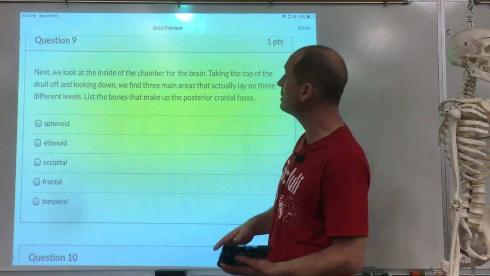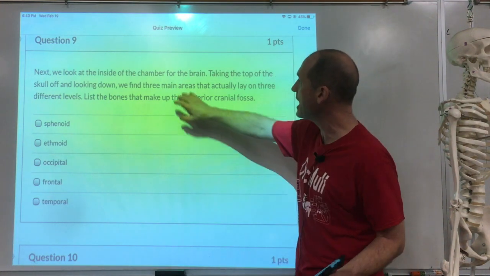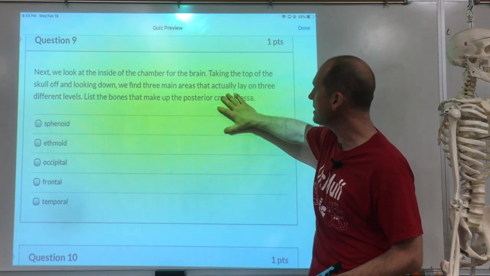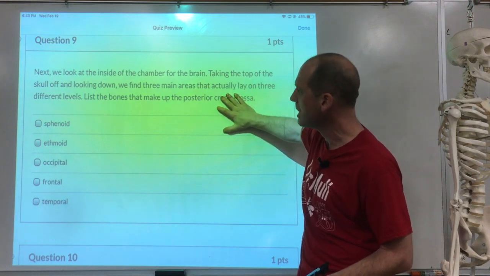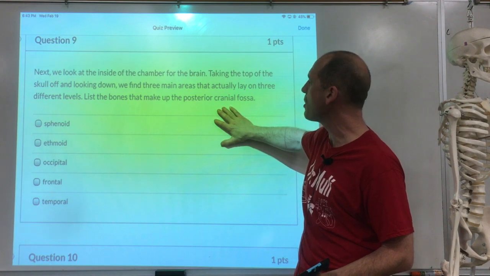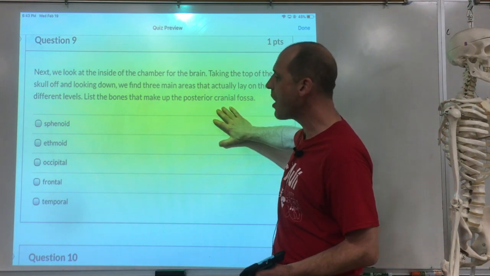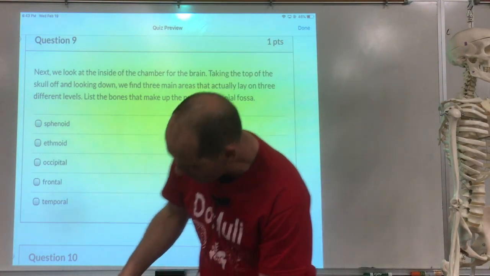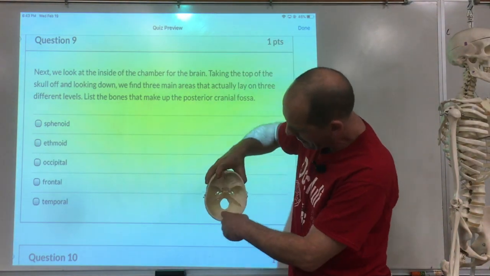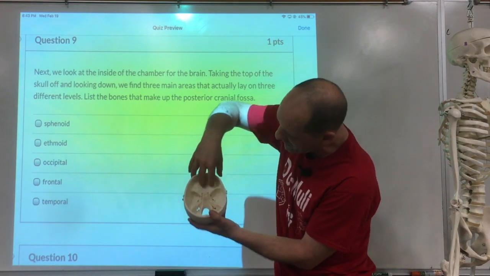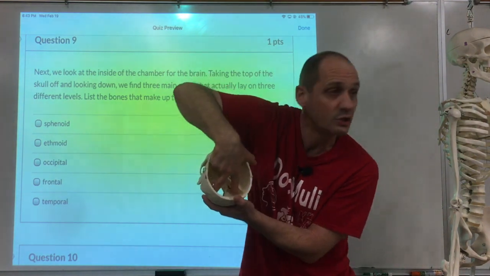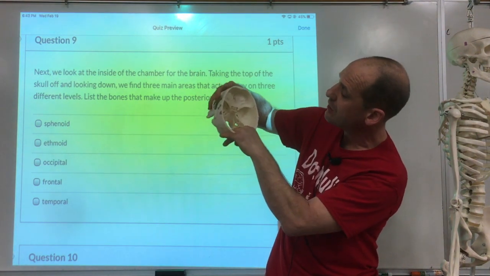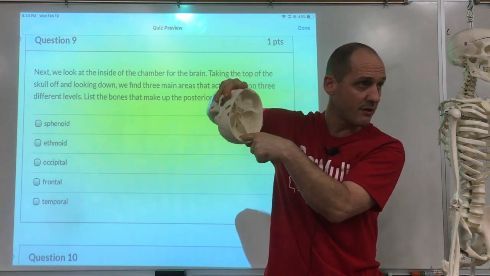I have sometimes. Next we look at the inside of the chamber of the brain, taking the top of the skull off. Looking down, we find main areas actually lay on 3 different levels. List the bones that make up the posterior cranial fossa. I gotta look that up. So what's the big one here? This is the anterior cranial fossa, middle cranial fossa, posterior cranial fossa. And once in the posterior cranial fossa, we got one big one that's there.